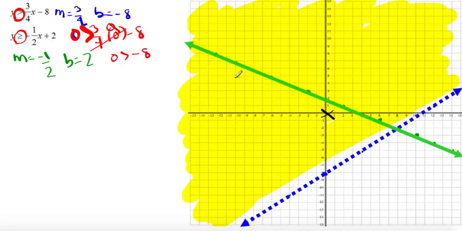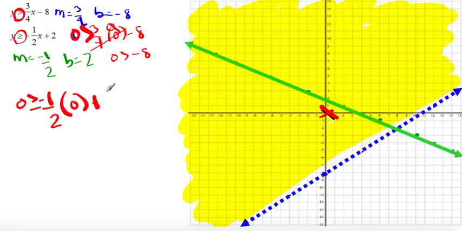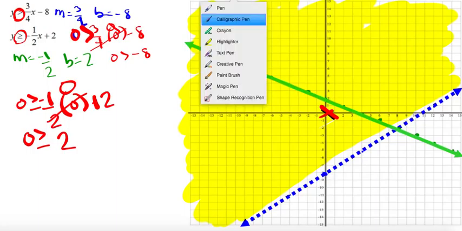Okay, I do the same thing with the bottom equation. So I plug in the origin, the 0, 0 point. So I have 0 is greater than or equal to -1/2 times 0 plus 2. -1/2 times 0 is 0. 0 plus 2 is 2. 0 is not greater than or equal to 2, so I can't shade below the green line. I have to shade everything above the green line.